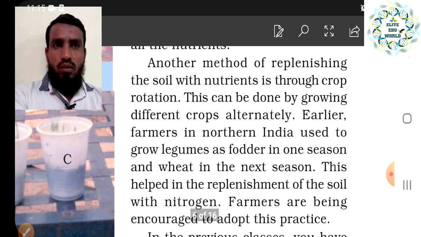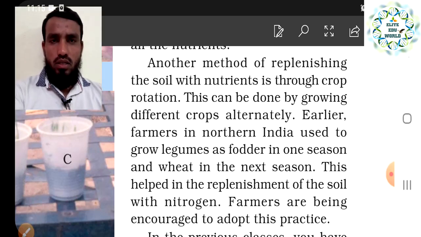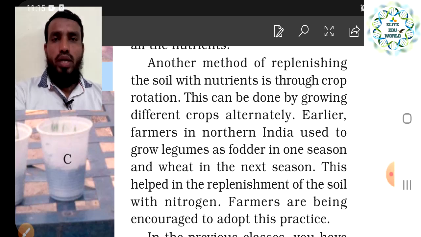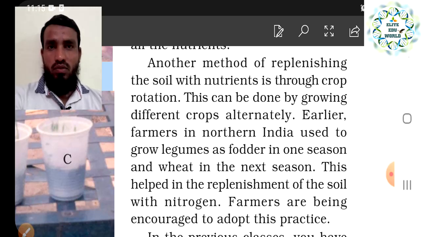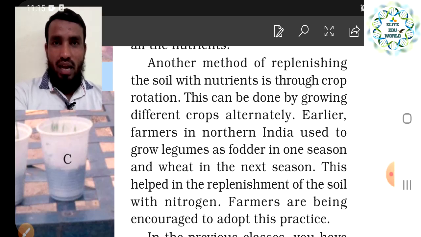Another method of replenishing the soil with nutrients is crop rotation. Another alternative you can use is the rotation of crops. We don't have to grow the same crop batch after batch. If you grow wheat, and next time also wheat, and every time you grow wheat on the same piece of land, that will decrease the fertility of the soil. So if you don't have the time to leave the soil uncultivated, or you don't have manures or fertilizers, you can do the rotation of crops.